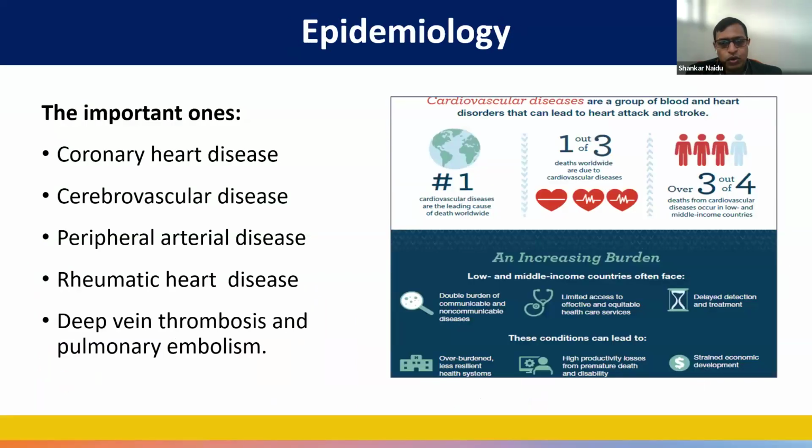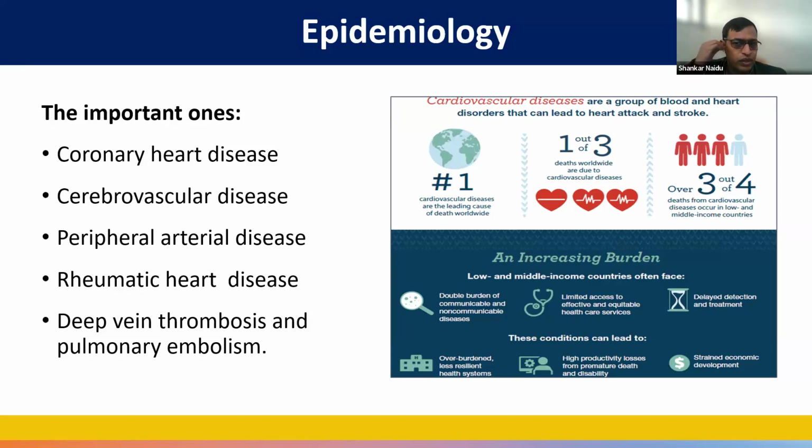So, the most common non-communicable disease is cardiovascular disease. As you can see in this diagram, cardiovascular disease is the number one leading cause of death worldwide. Also, 1 out of 3 deaths worldwide are due to cardiovascular diseases. And it is more important for us because 3 out of the 4 deaths due to cardiovascular disease are occurring in low to middle income countries, of which India is also a part. So this figure of 3 out of 4 is very important with respect to our local demographics.